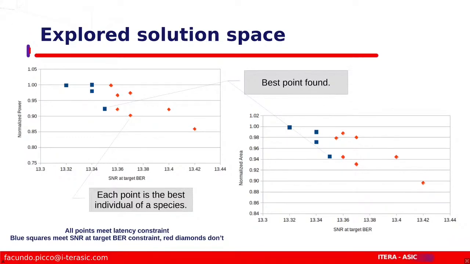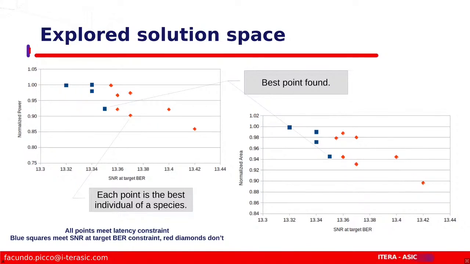And to conclude, basically we have here the solution space we have explored. On the horizontal axis we have the signal to noise ratio at target BER, on the right we have the normalized silicon area, and on the left graph we have the normalized power consumption. And basically what we see is a dot for the best individual of each species. So a full set of parameters means a species and an individual, an individual of a species, because otherwise we don't have a full set. For each species that we have optimized using the genetic algorithm, we select the best individual and take it as a representative for the signal to noise ratio at the target BER.